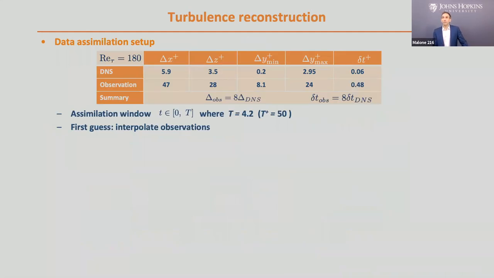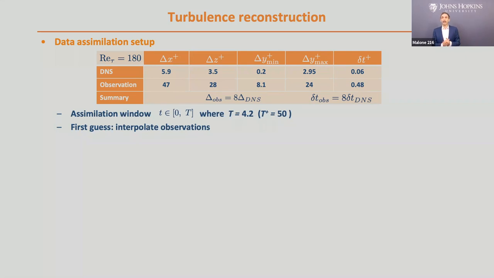The problem setup is at Re tau 180. The surrogate experiment was performed with DNS resolutions, so delta X plus, Z plus, and Y plus are listed here, and delta T plus as well. Our first experiment to see how well we can perform uses data that is 1/8 the resolution in X, Y, Z, and in time. So basically our observations are every 50 units, 30 units, here 8, and then 0.5 delta T plus. Ultimately, this is 1/4,000 or 5,000 the resolution of DNS.